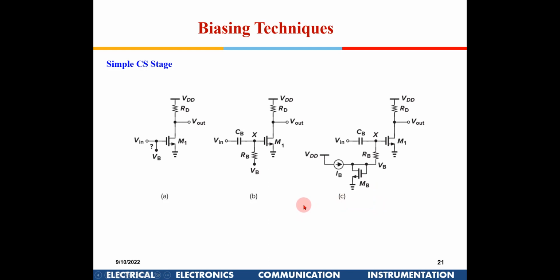Okay. What is the range of RB? Yeah, tell me. What is the range of such? RB could be in a few hundreds of kilo ohms. Okay, you can do that.